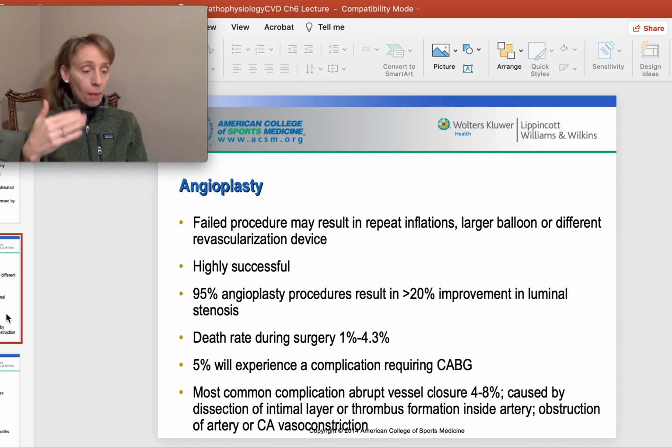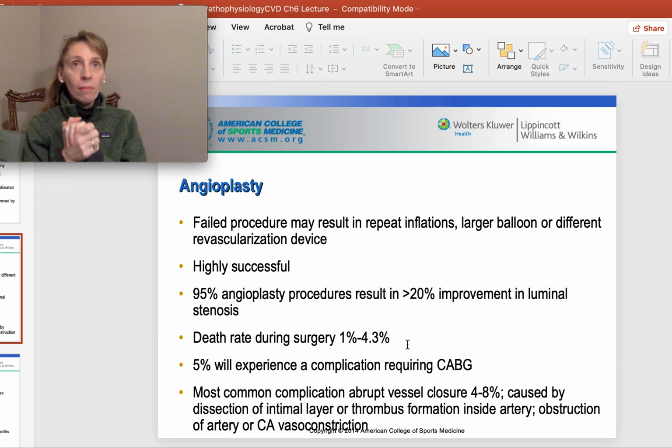Sometimes they need different types of tools in there, but the death rate is pretty low, 1 to 4%. If something happens, usually we're going to revive them right away. Death rate as you experience after CABG is around 5%. So the risk for both is very, very similar.